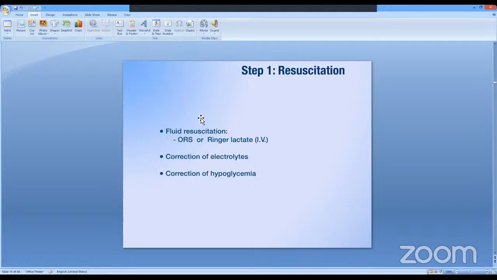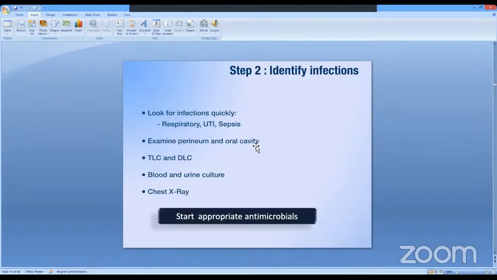So step 1, fluid resuscitation, ORS or Ringer's lactate, correction of electrolytes, and correction of hypoglycemia. This will stabilize the patient. Then identify infection. May have respiratory infection, UTI, and sepsis. If we overlook these infections, we will not be able to control persistent diarrhea. Then examine the perineum and oral cavity, because in this area we may get some clue in the form of fungal infection. So we can think it may be a case of fungal diarrhea and needs antifungal.